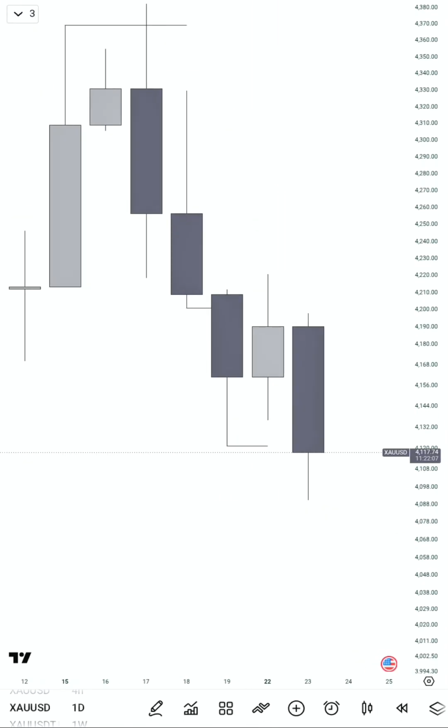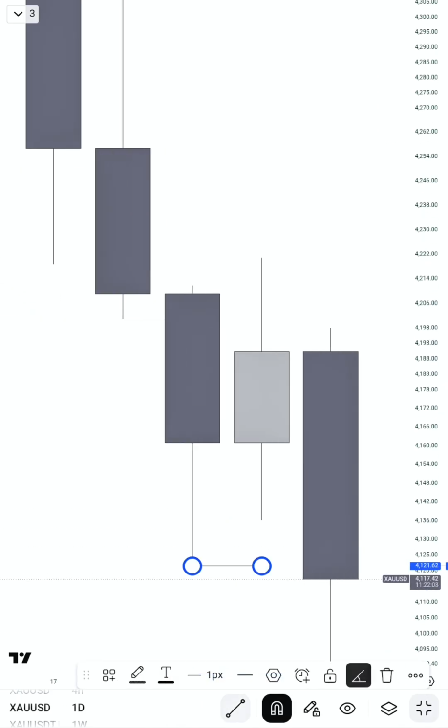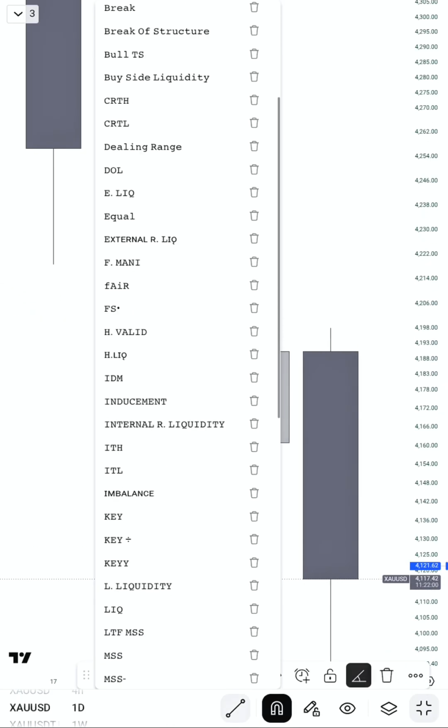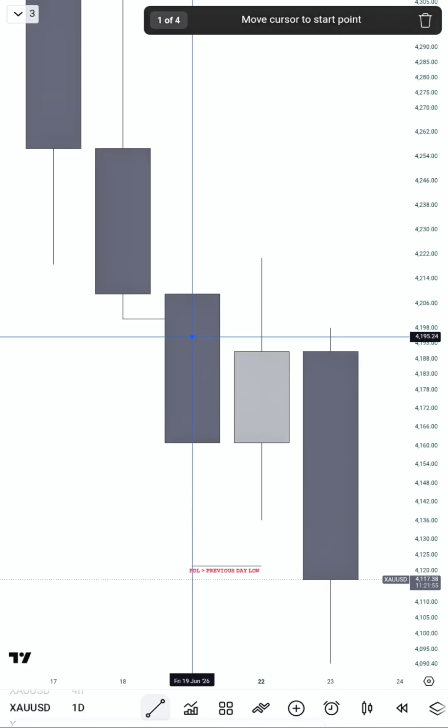So what we need to do when this price level opens is, since we want to target the previous day low because of the price behavior and direction, we want to follow the trend. So we will mark this as a previous day low and the previous day high.